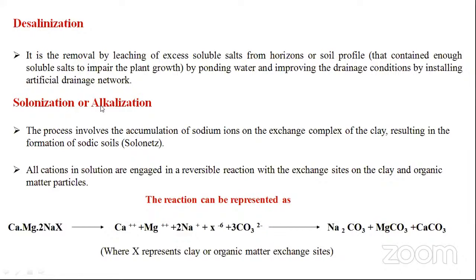Anyhow, you will read about these two. These two concepts are very interesting. You will go into detail in the future lectures. So how does this reaction take place? The calcium, magnesium, and sodium will convert into sodium carbonate, magnesium carbonate, and calcium carbonate. It was a complete replacement. When sodium completely dominates the exchange, we will see a problem called alkalization. The soils are called alkali soils or sodic soils.